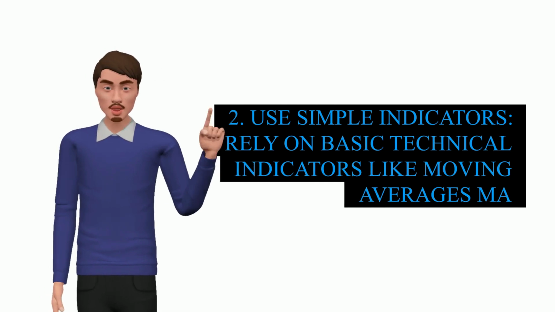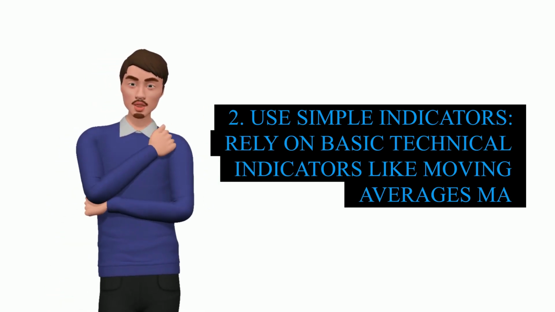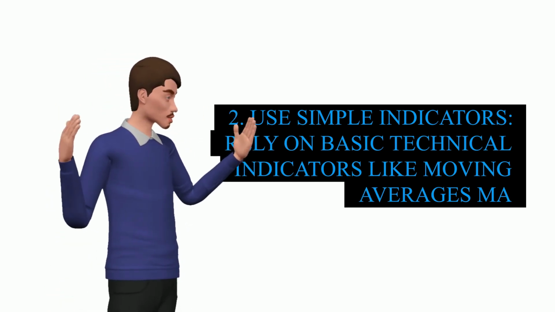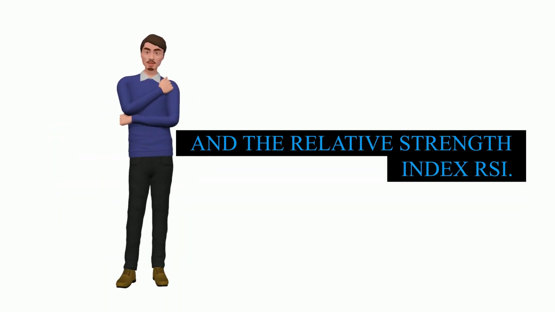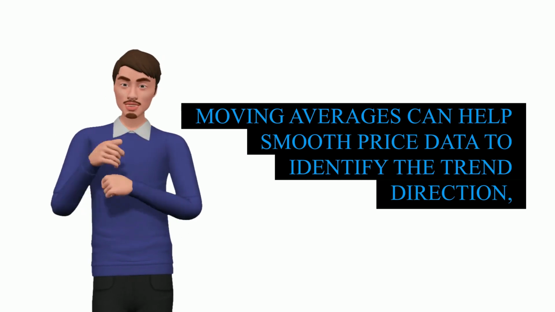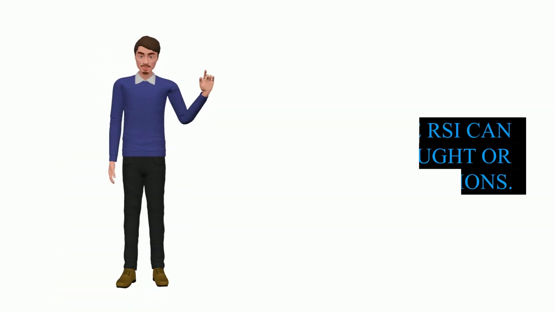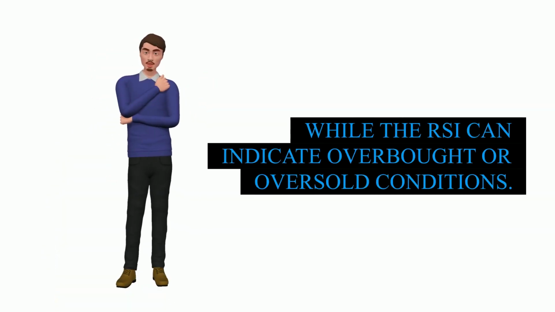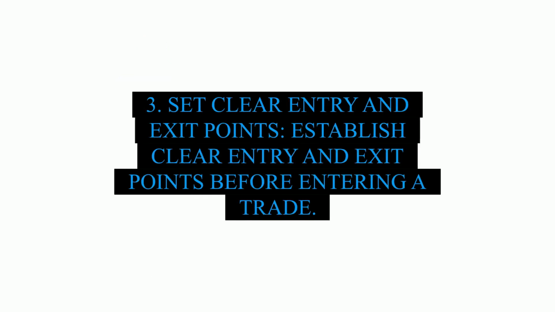2. Use simple indicators. Rely on basic technical indicators like moving averages (MA) and the relative strength index (RSI). Moving averages can help smooth price data to identify the trend direction, while the RSI can indicate overbought or oversold conditions.